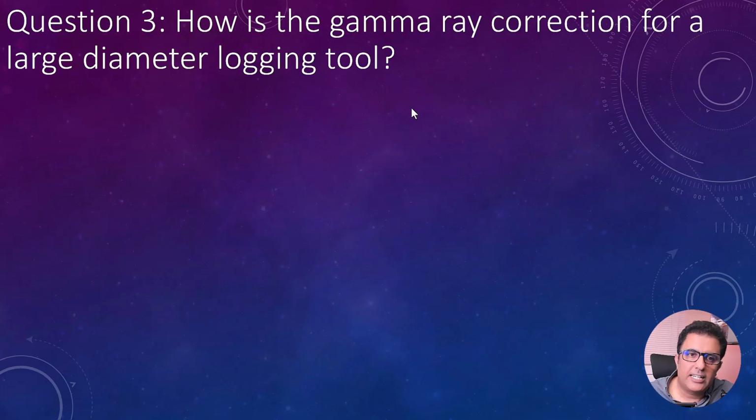Now just let me ask you another question. How is the gamma ray correction for a large diameter logging tool? If we use a large diameter logging tool, it means that there is a shorter space between the gamma ray tool and the borehole wall, and as a result, gamma ray is less attenuated. So we're going to have overestimation of gamma ray.